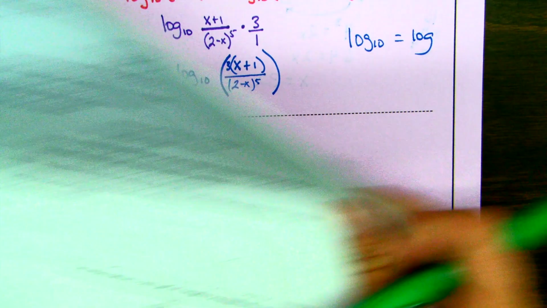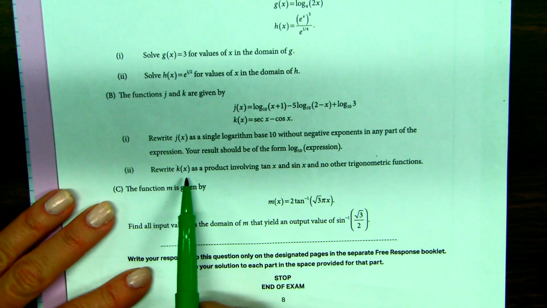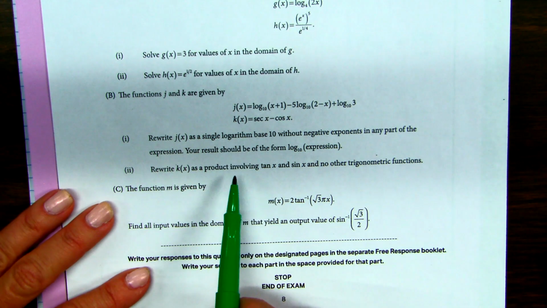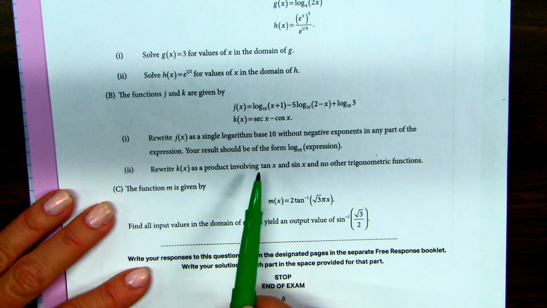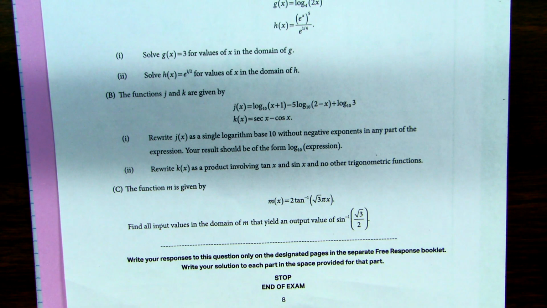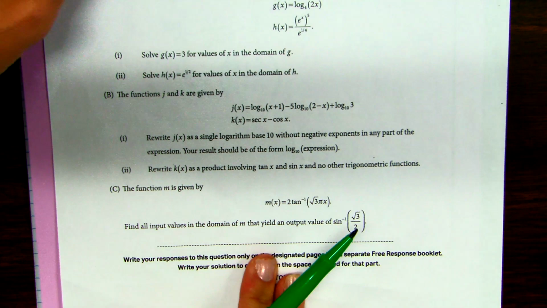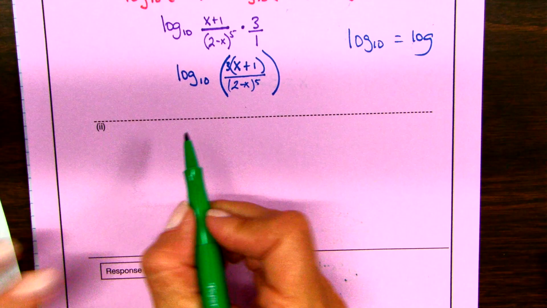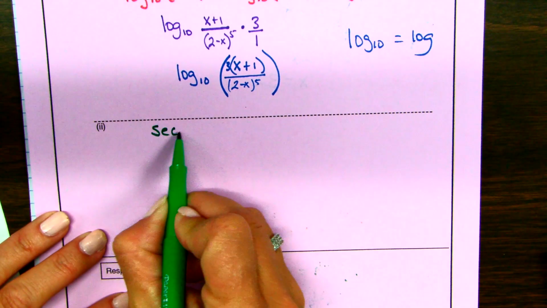This next one: rewrite k of x as a product involving multiplication, tan and sine. So somehow for our final answer, we have to go from this to sine and tan multiplied together, with no other trig functions. Can't have cosine or secant or anything else in there. And these are the ones you guys liked the least this year, I would say, overall.